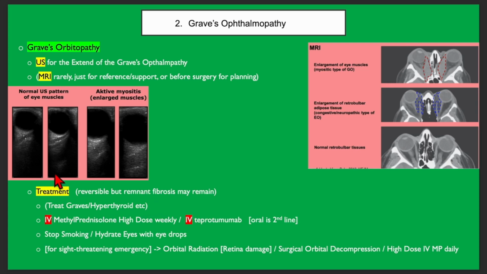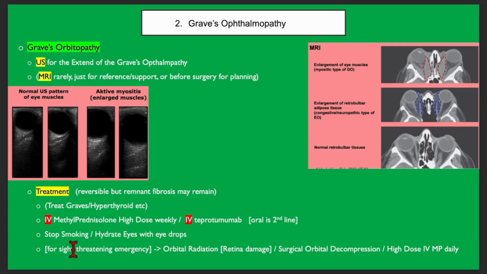But for the eye, specific for the eye, you should use IV methylprednisolone, high dosages weekly, or a new biological drug, IV teprotumumab. Don't use the oral one. You can use it as a second line, but we prefer the intravenous one. Stop smoking, hydrate the eyes. Remember we said that orbitopathy has a complication of ulcerations. So hydrate the eyes with eye drops. This way you avoid the ulcers.